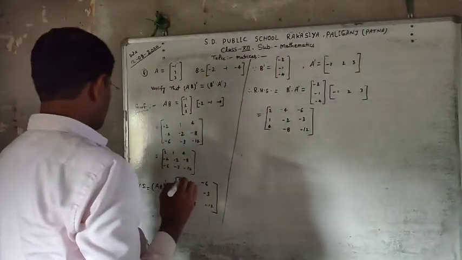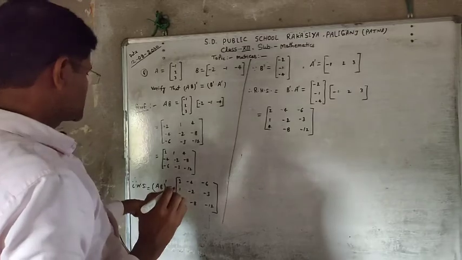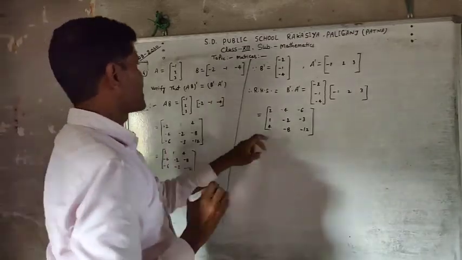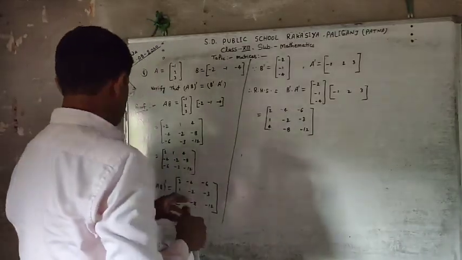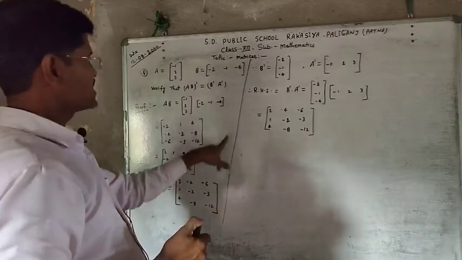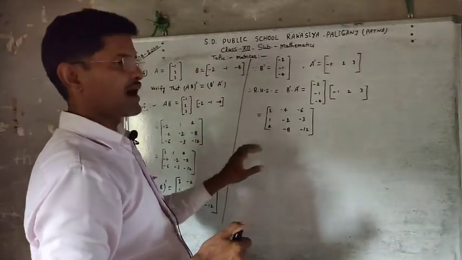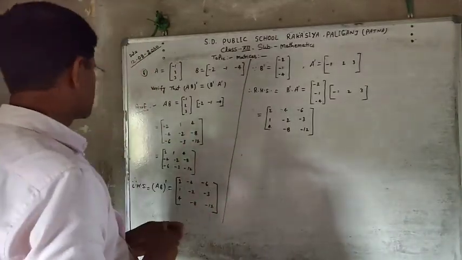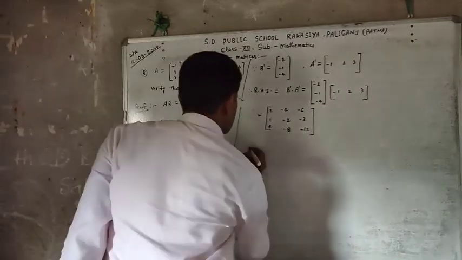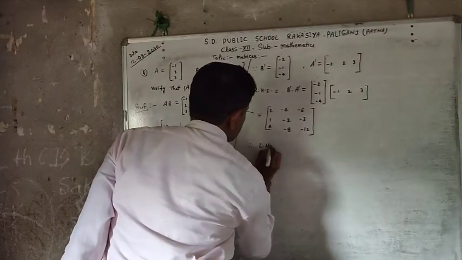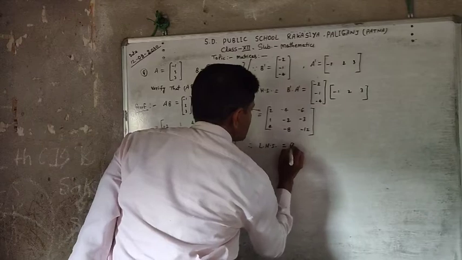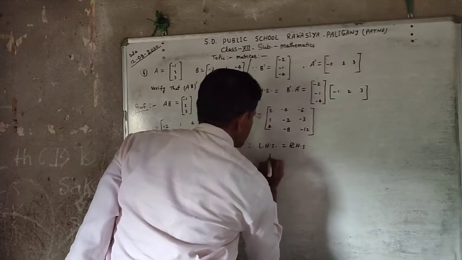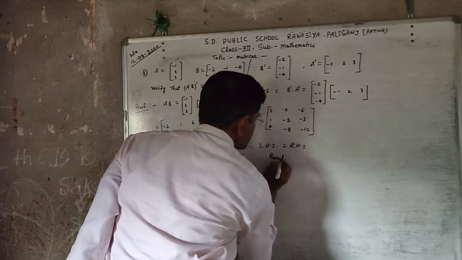We observe that the matrix obtained in the LHS and the matrix obtained in the RHS are both the same. Therefore, LHS is equal to RHS, and the result is true.